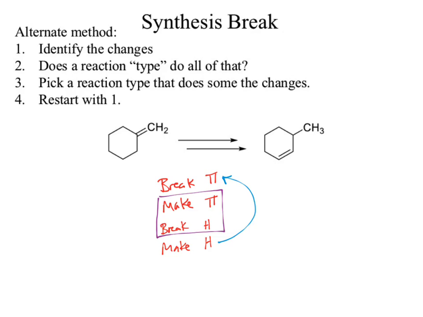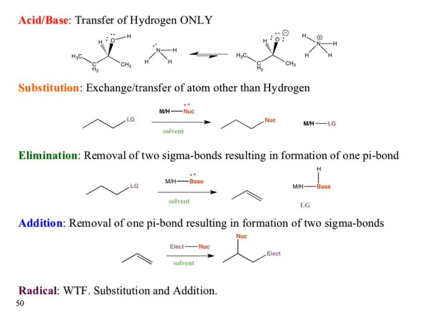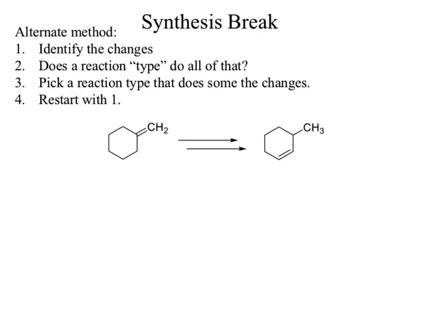To make a pi bond, I need to do an elimination reaction. So I have to think about my elimination reaction and ask, what do I need to run an elimination? What does the symbol Lg mean? Leaving group. Do I have a leaving group? No. So can I do the elimination? No, I have to do the addition. So when I add, I'm going to be adding two things. Those two things will go where?